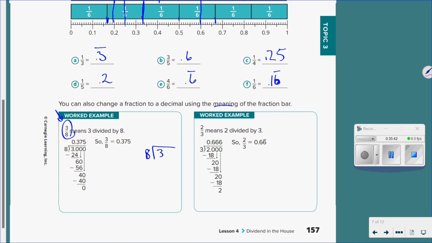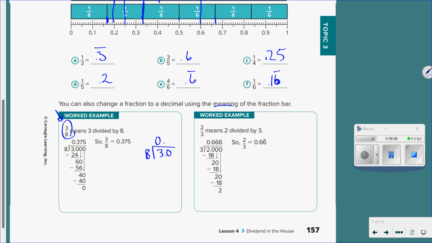Will 8 go into 3? No, it will not. And quite honestly, it's a fraction. Should it go into the first number? No, if it does, you set it up wrong. So that's your first indication that you were wrong. Okay? So I need to add my decimal. Then I add a 0. So I start adding trailing zeros to my decimal because I need to actually figure out the decimal equivalent.